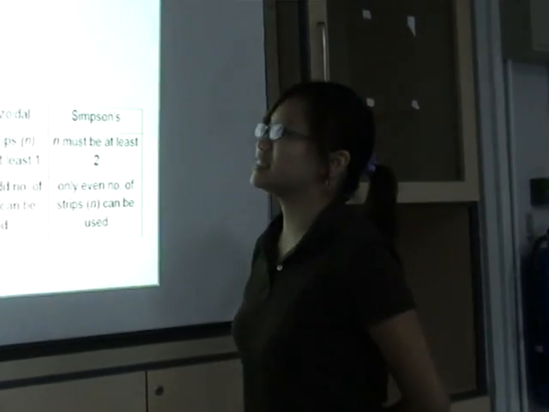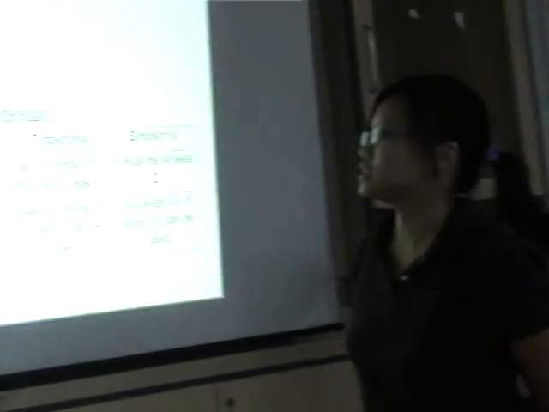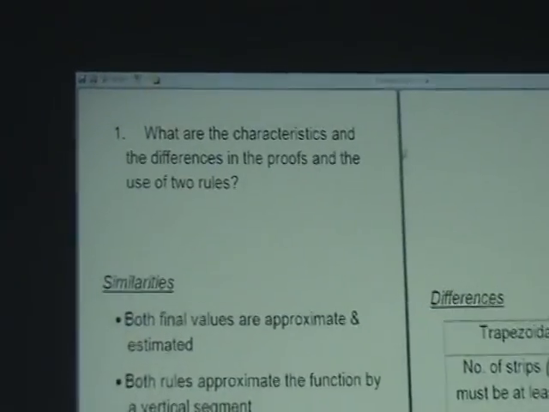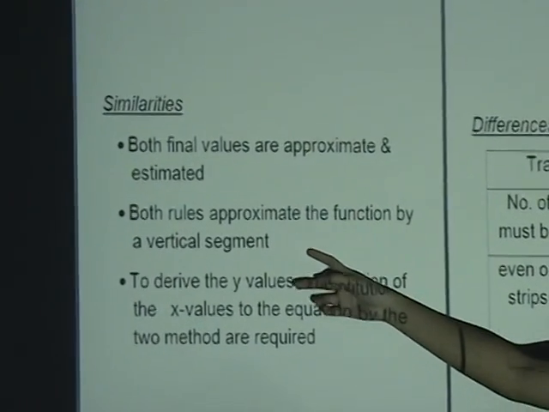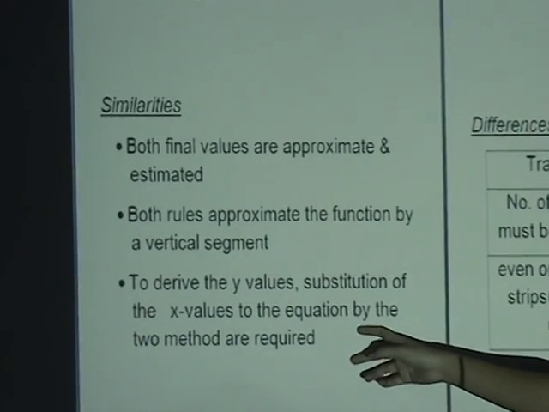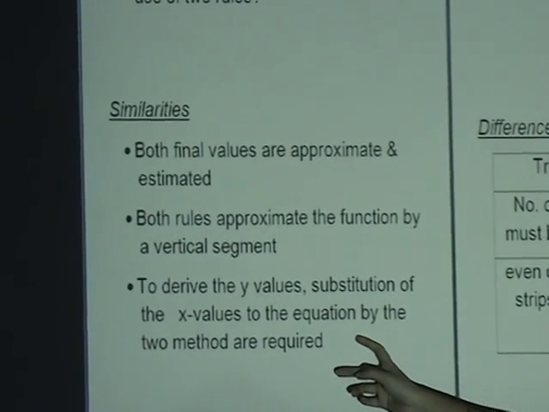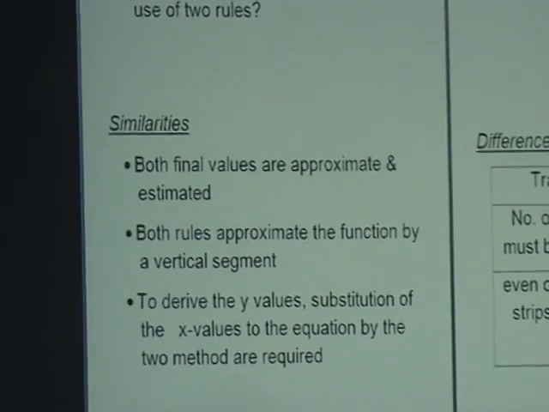Talk about the characteristics and differences in the proofs and the use of the two rules. The similarities are that both values are approximate and estimated, both rules approximate the function by a vertical segment, and to derive the y values, substitution of the x values into the equation is required by both methods.